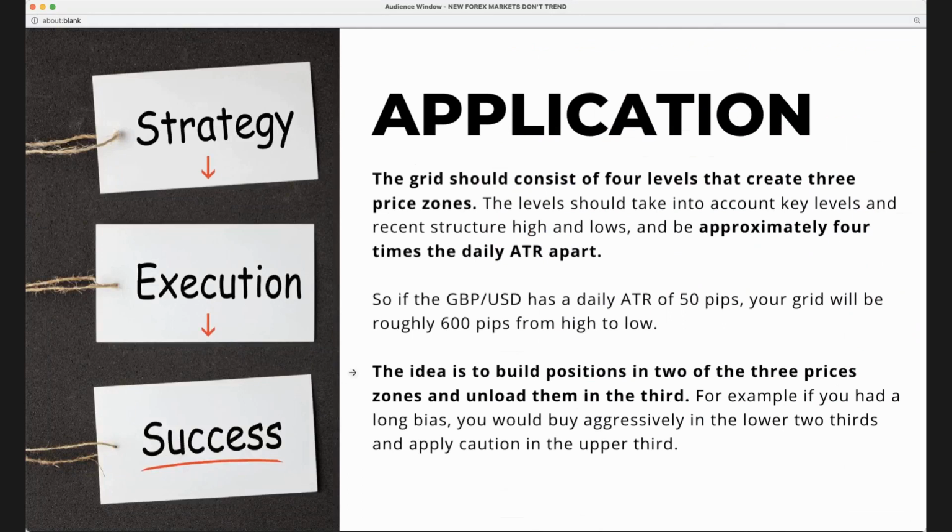Now, the application of this is where you probably want to take a screenshot, because this is the stuff that you're going to take away and apply to your own charts. So the grid consists of 4 levels that create 3 price zones. The levels should take into account key levels. So you look at your support and resistance areas, and they want to be approximately 4 times a daily ATR apart. The ATR is the average true range.